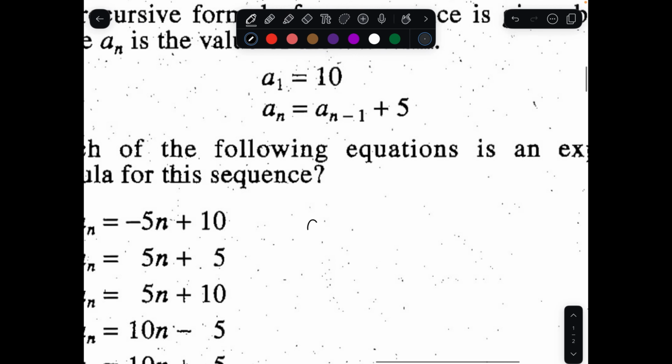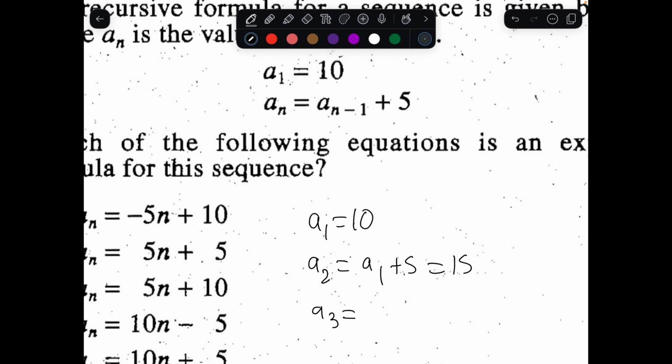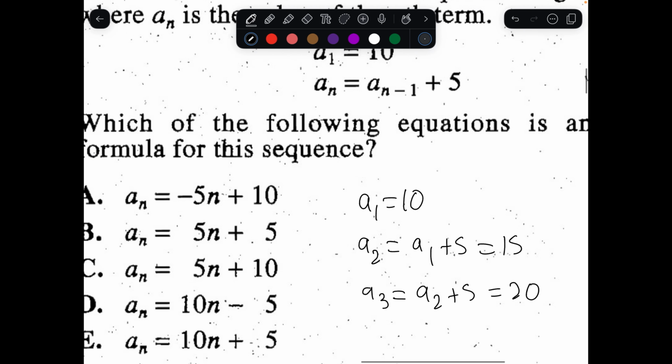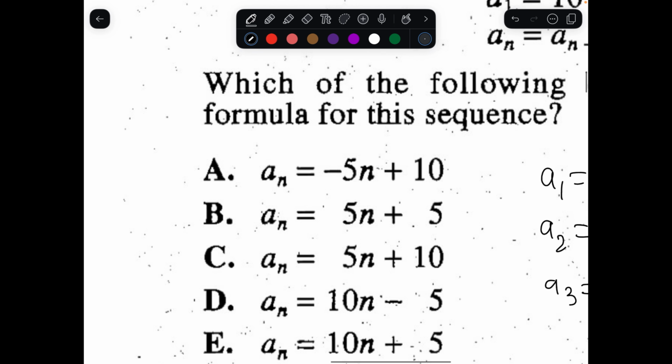So a1 equals 10, a2 equals a1 plus 5, which is 15, a3 equals a2 plus 5, which is 20. So each term is 5 more than the previous term. Now let's plug in 1 for n into all of these.